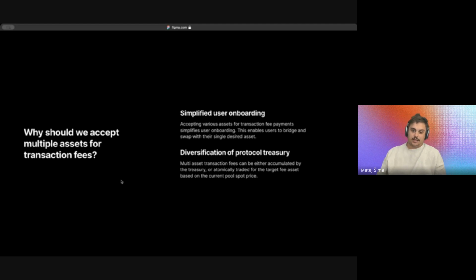And then the last step would be, where does this DAI go? There's two ways to do this. Either you just do the conversion and then send the transaction fees to treasury in that other asset, in this case DAI.